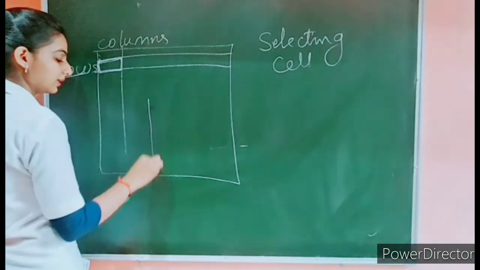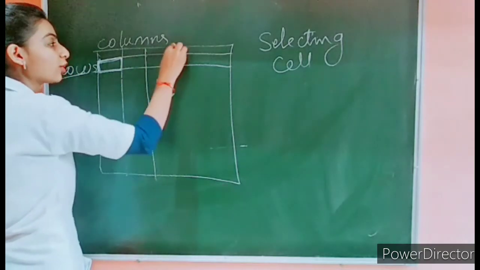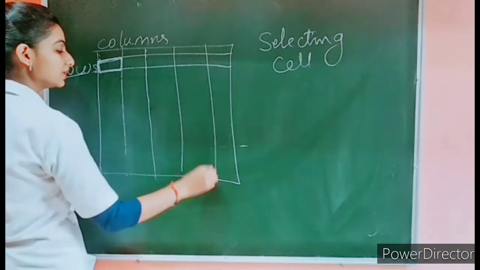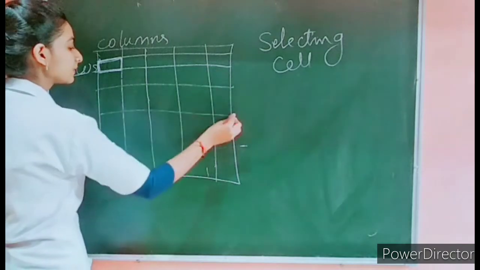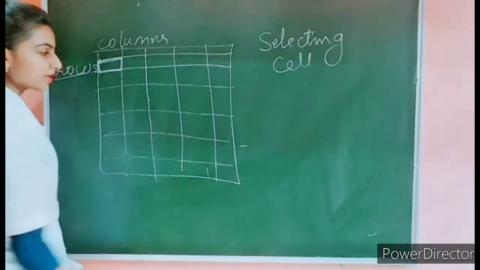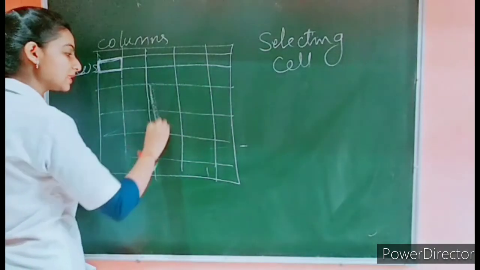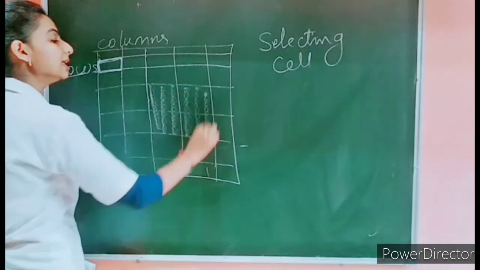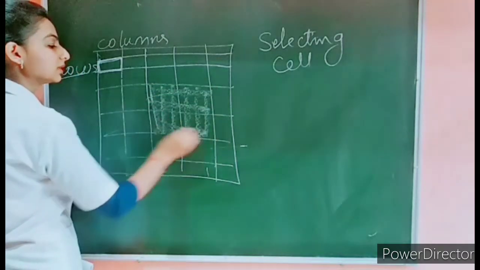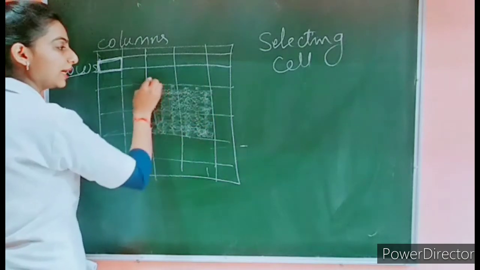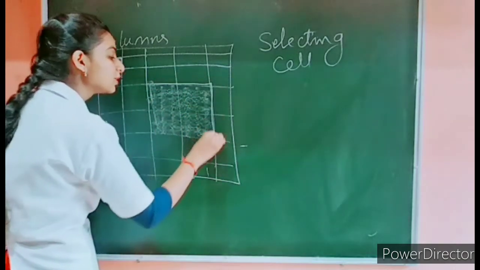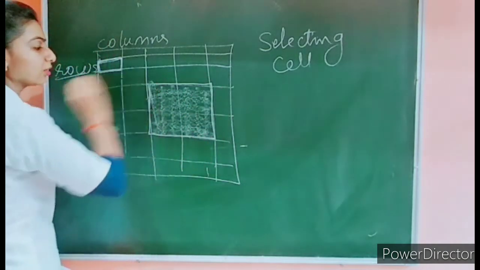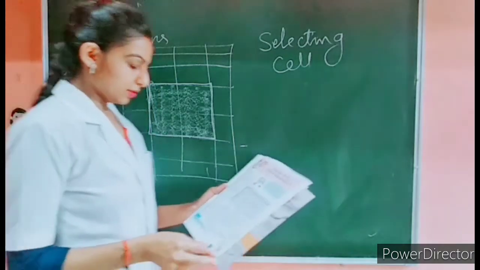Just click on that and drag the mouse. Now this is our worksheet. If you want to select this part, just click the mouse, hold it and drag, and you can select this cell or this area.